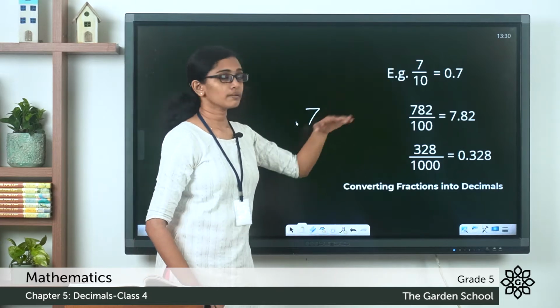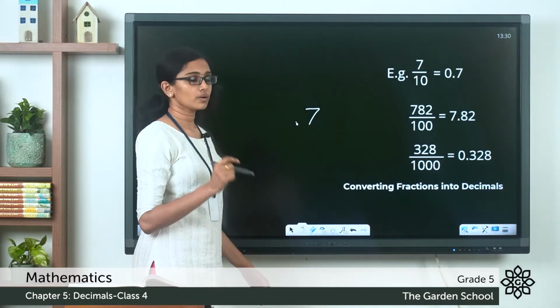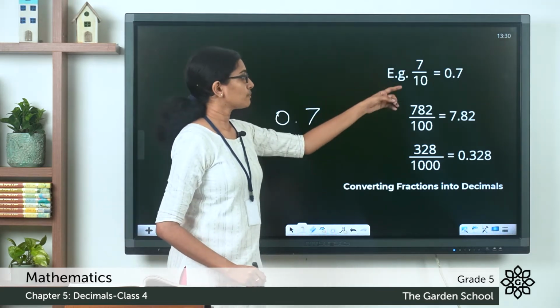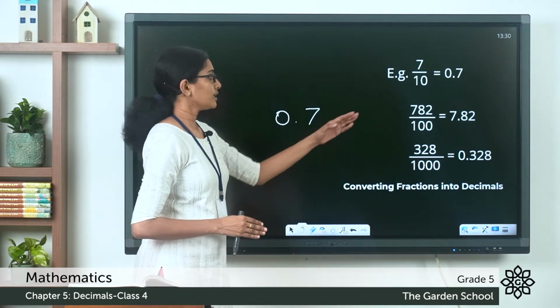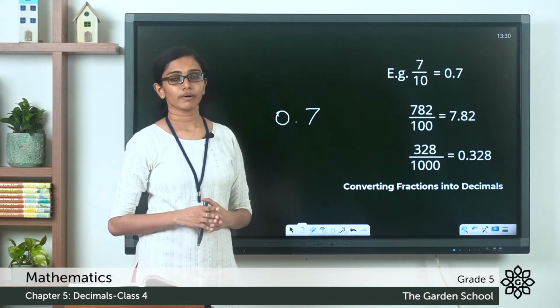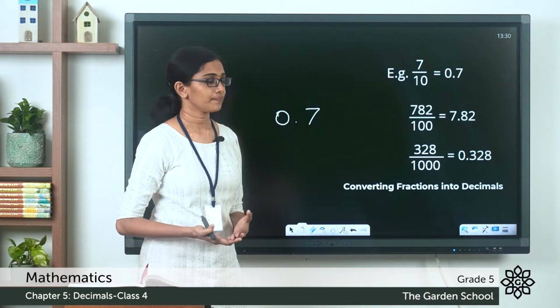And in the fraction 7 by 10, is there a whole number part? No. So since we don't have a whole number part, let's put 0 over there. So 7 by 10 is equal to 0.7. Now let's see another example. We have 782 by 100. So where do we put the decimal point?